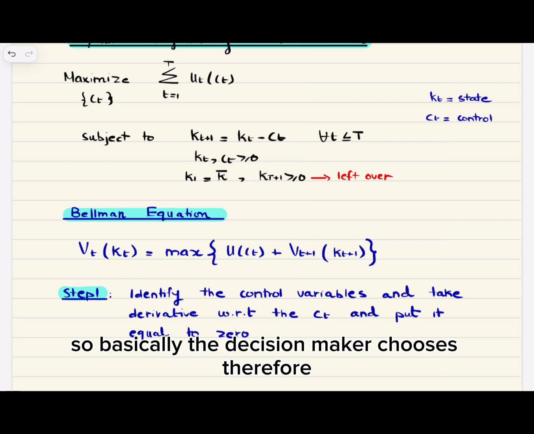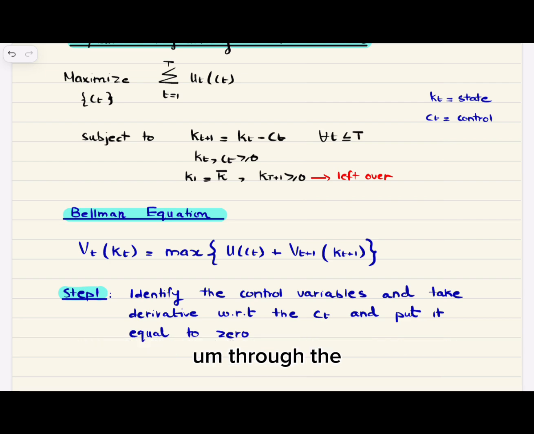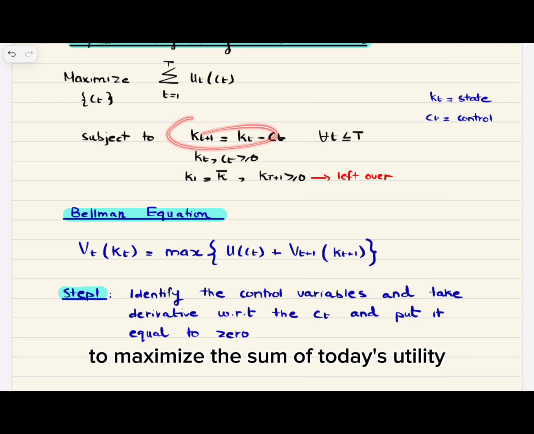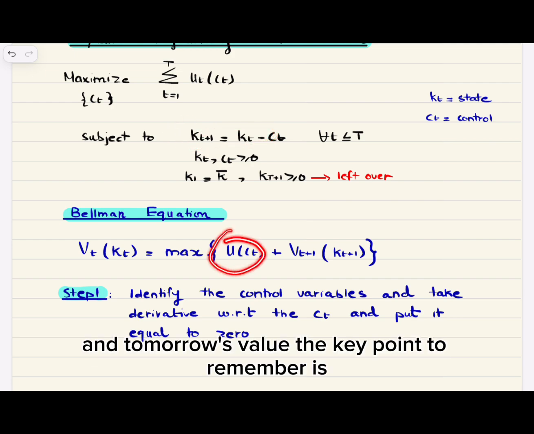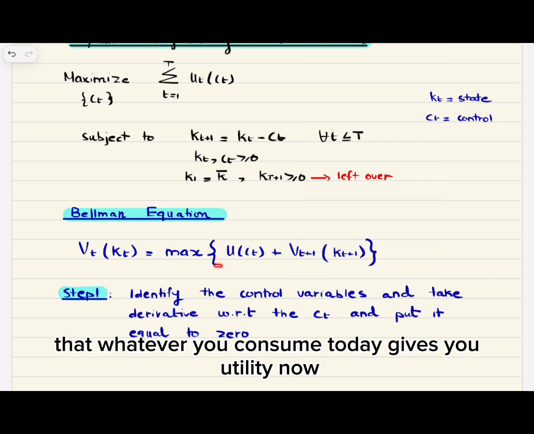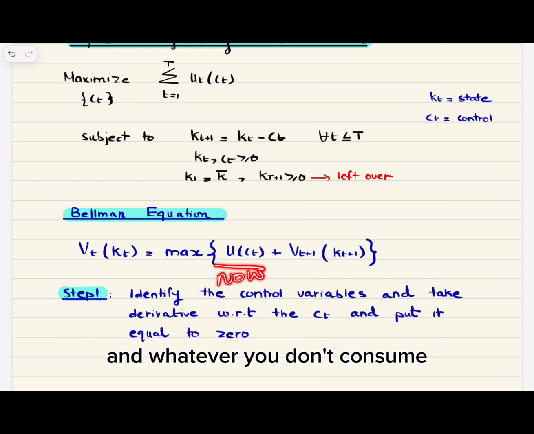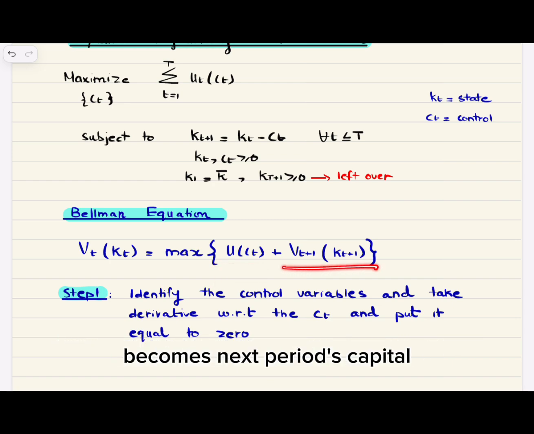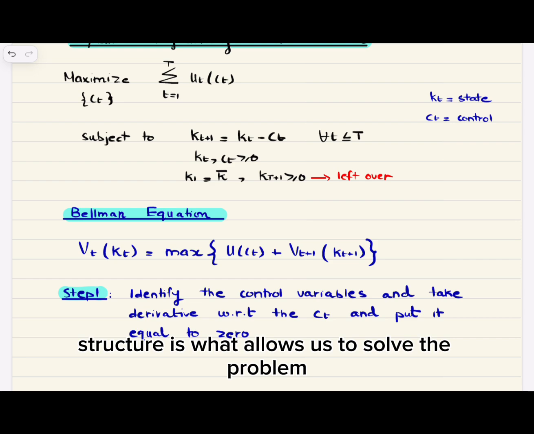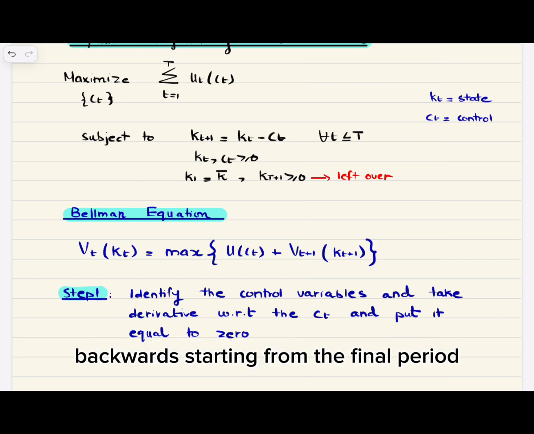So basically the decision maker chooses, through the resource constraint, to maximize the sum of today's utility and tomorrow's value. The key point to remember is that whatever you consume today gives you utility now, and whatever you don't consume becomes next period's capital, which also obviously has its own value. And this recursive structure is what allows us to solve the problem backwards, starting from the final period and working our way back to the first.